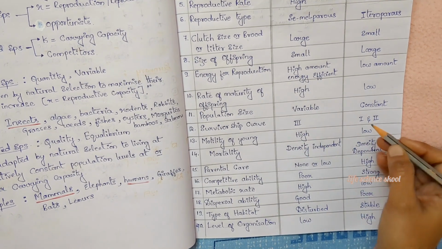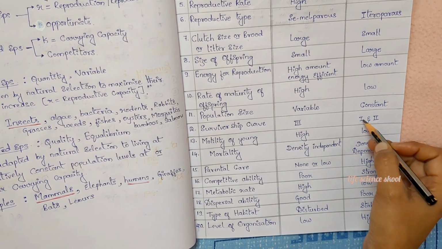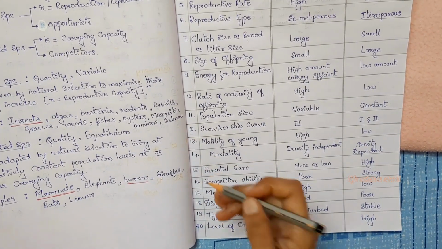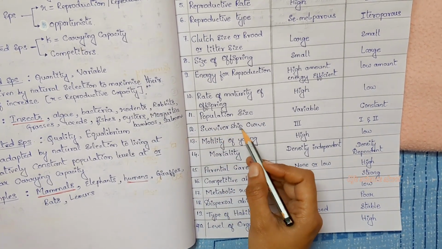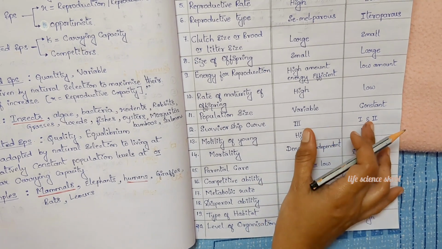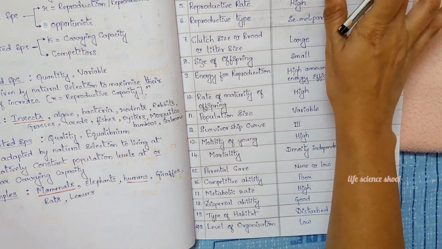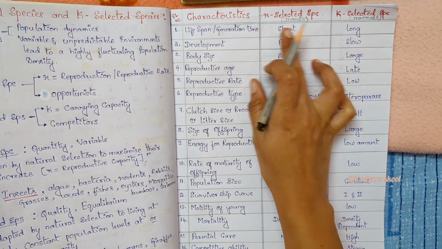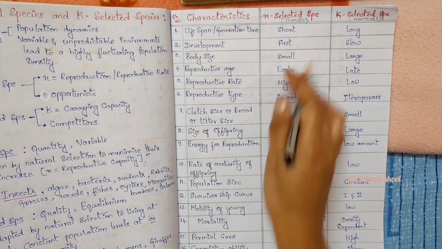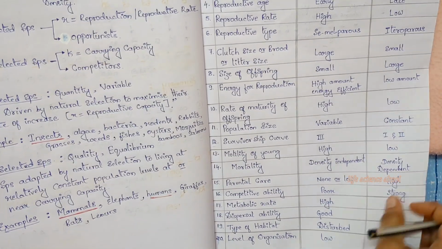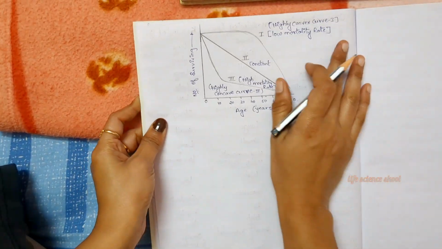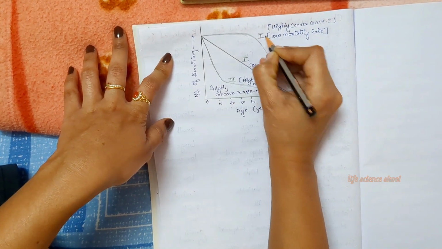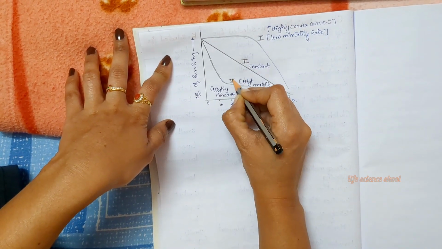Survivorship curve: there are three types; for K-selected species it is types one and two. To understand this, I recommend going through the survivorship curve concept, so that you understand r-selected and K-selected species, because this concept itself is different. I will give an introduction here. For r, this is the survivorship curve. This is the first type, this is the second type, and this is the third type.